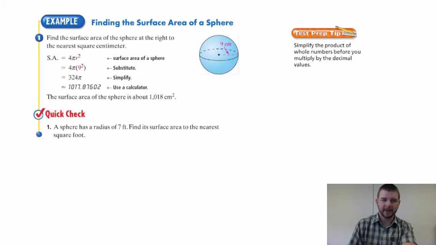Example problem 1, finding the surface area of a sphere. Find the surface area of the sphere at the right to the nearest square centimeter. Well, here we have a sphere. We can see its radius clearly labeled as being 9 centimeters. And recall our formula for the surface area of a sphere. Substitute in our value for the radius. And evaluate.